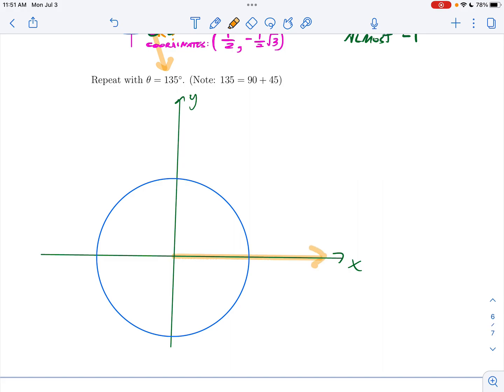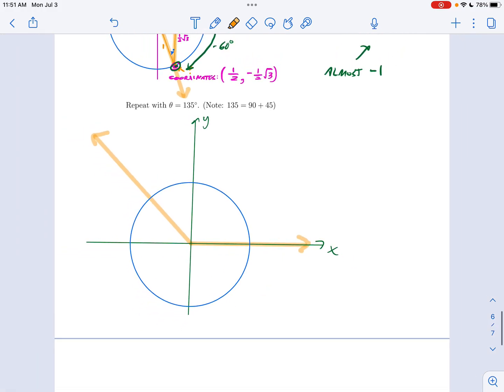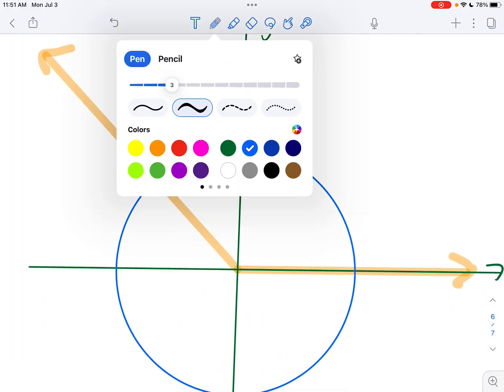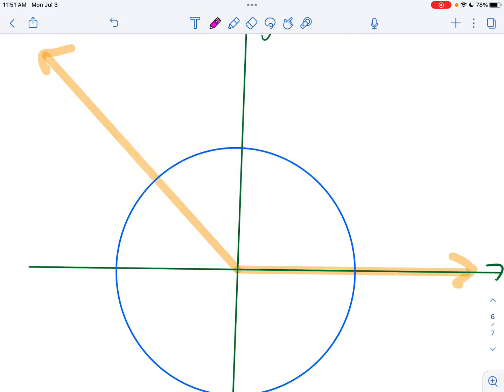135 degrees is 90 plus 45. So we'd look something like so. This is 90 degrees of rotation. This is another 45 degrees of rotation. So what we could do here is we could imagine this is a 45-degree angle. This is a 45-degree angle.